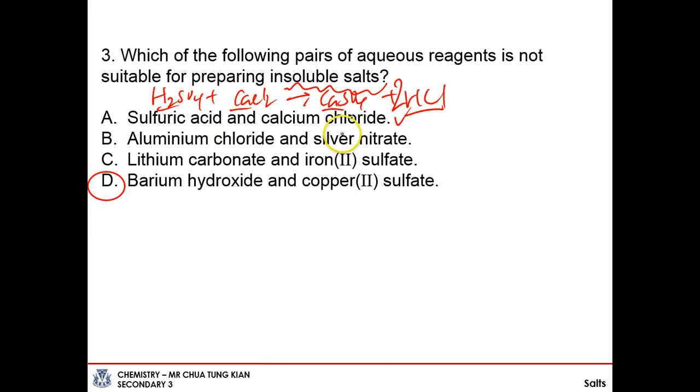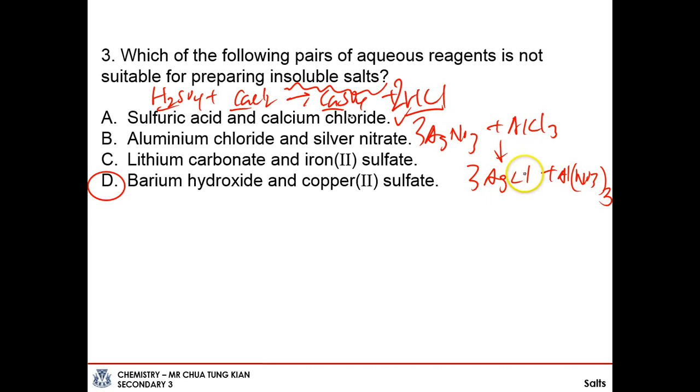Aluminium chloride and silver nitrate. Silver nitrate is soluble in water. All nitrates are soluble. AlCl3 is also soluble in water. So you get silver chloride, which is insoluble in water, plus Al(NO3)3. Everything else here is soluble in water, except the salt. So yes, this method is correct.